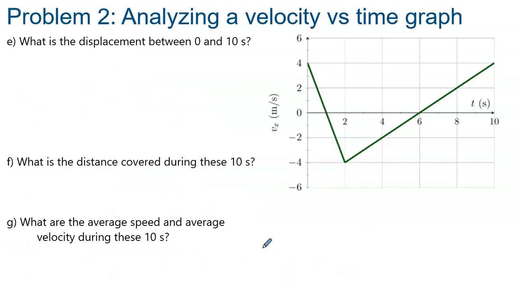So part E, what is the displacement between 0 and 10 seconds? Since we have a velocity versus time graph, to find the displacement, we have to look for the area under the curve. As we discussed previously, when you find the area, you always have to use three boundaries. There's the curve itself. The second boundary is that all areas have to touch the 0 axis that we have here horizontally, and then we're allowed to have vertical lines as well if needed.